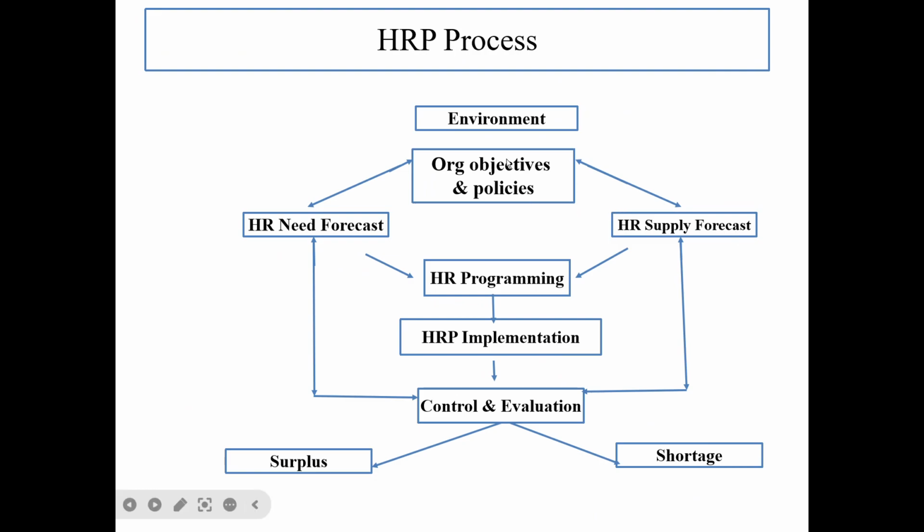So next is about the HRP process we need to know. So these are the block diagram for that one. Environment, the organization objectives as well as the procedures. HR supply forecast we need to know. HR need forecast, the HR programming, HRP implementation, the control and evaluation. All this we are going to explain in detail.